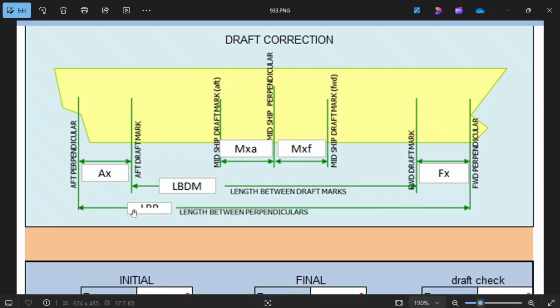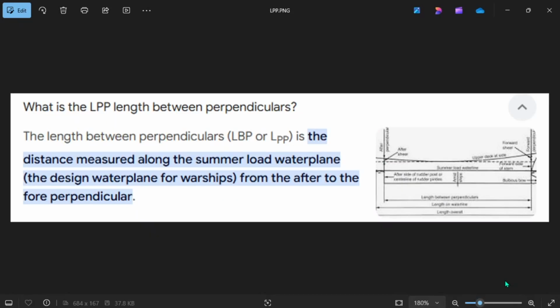This is the summer load water plane, meaning maybe somewhere around here. Okay? And a straight line going to your forward perpendicular. So this is what you call the summer load line. What you call that? Summer load line, load water plane. Okay? The design water plane for warships.